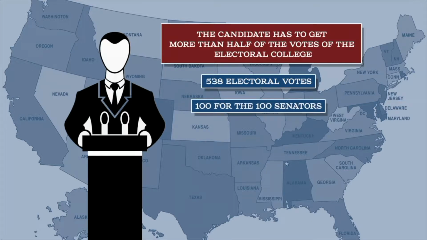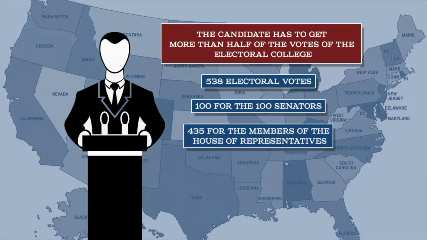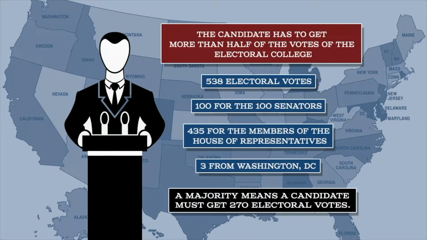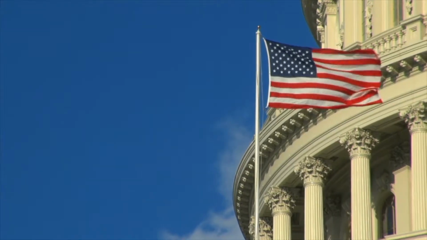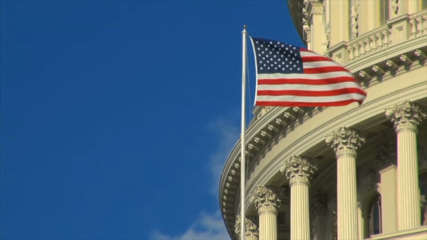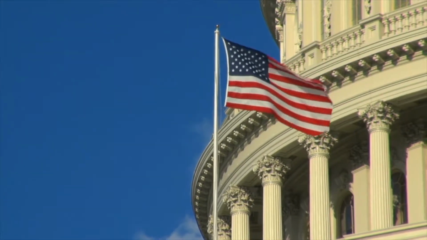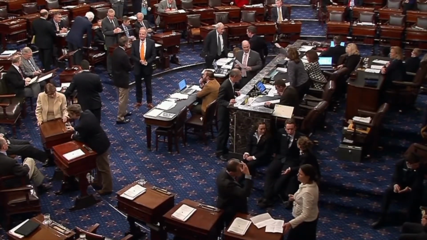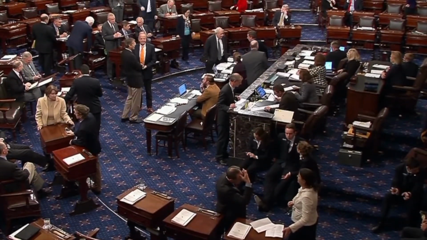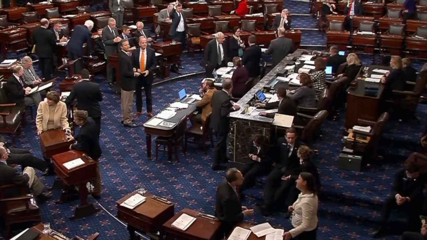There are 100 for the 100 senators, 435 for the members of the House of Representatives, and 3 from Washington, D.C. A majority means a candidate must get 270 electoral votes. If no candidate gets a majority, then the election has to be decided by Congress. But the candidate who gets the most popular votes isn't guaranteed to get the most electoral votes and become president.